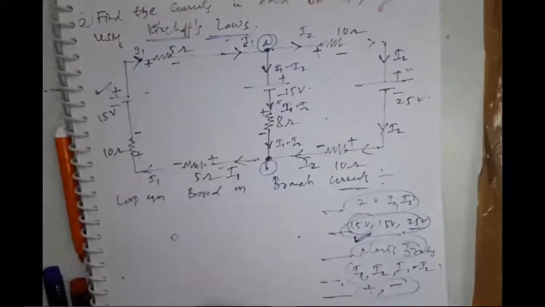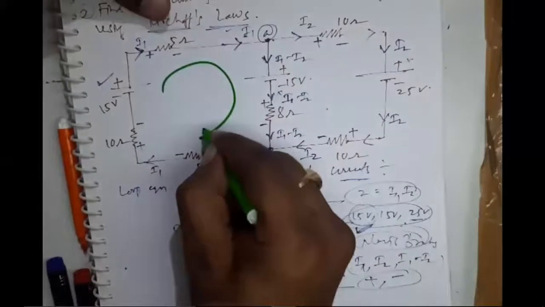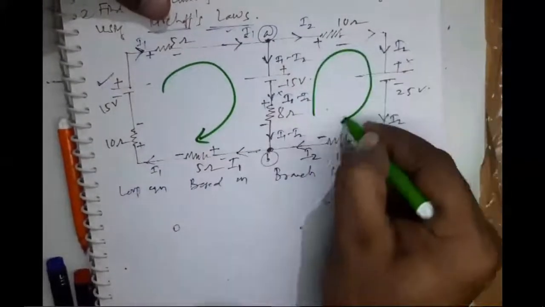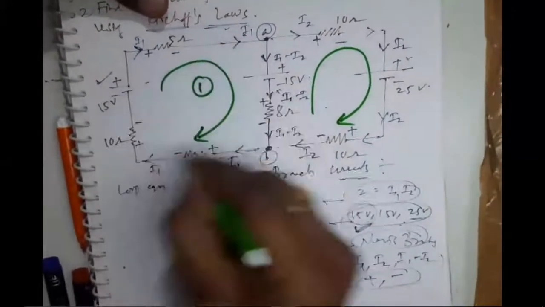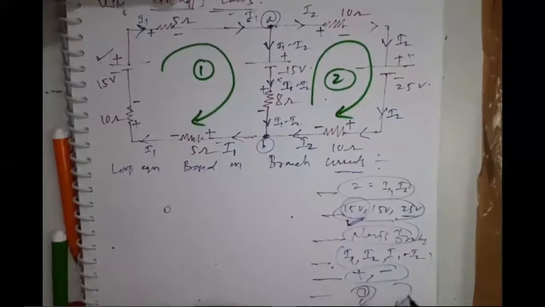I always follow the direction of the loop, like clockwise. This is the loop direction. This is the loop direction. Loop direction, loop number 1, loop number 2. I am done with the loops. This is the loop direction, loop 1 and loop 2. Right. Now rule number 6.